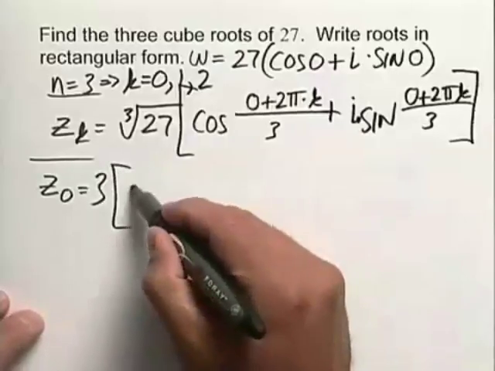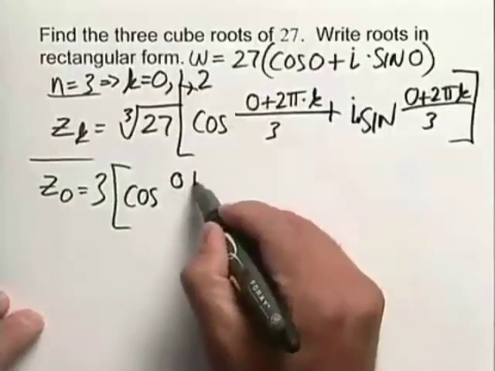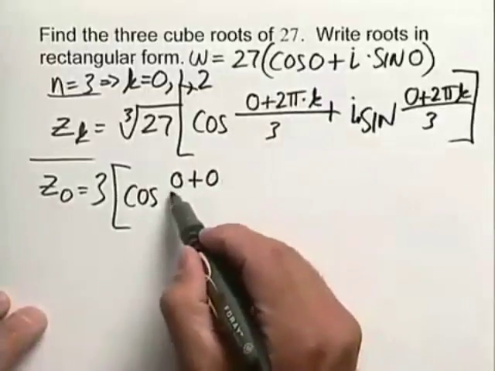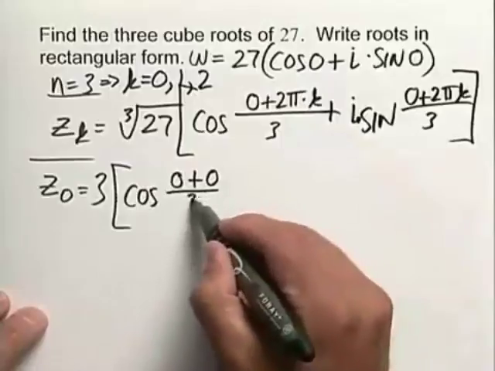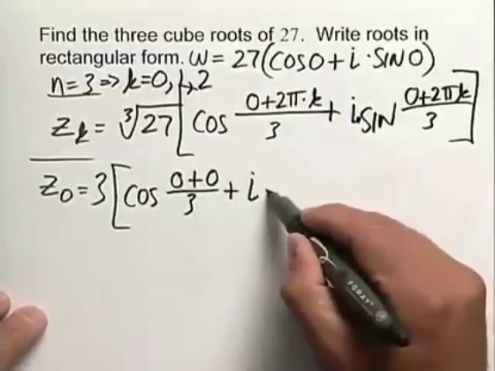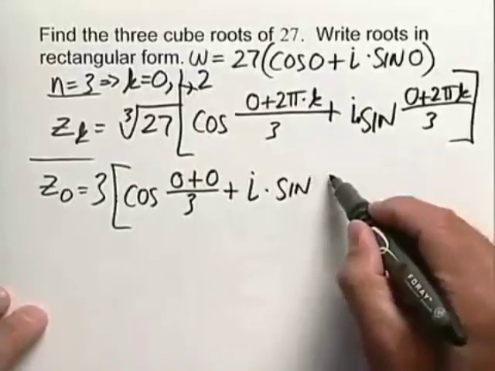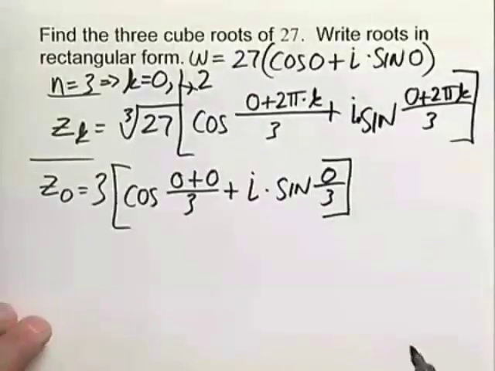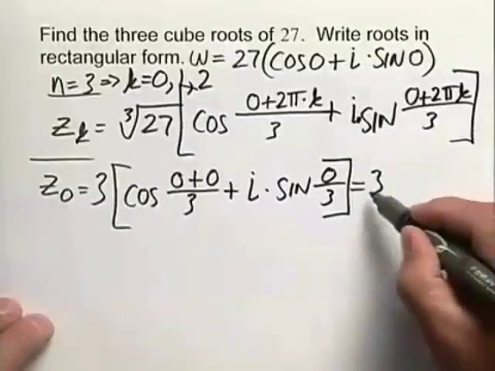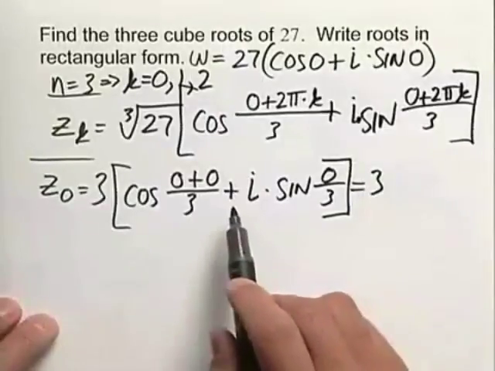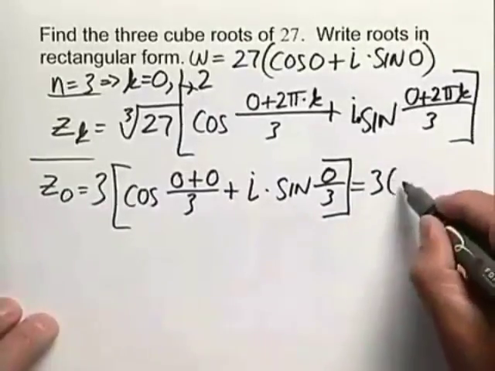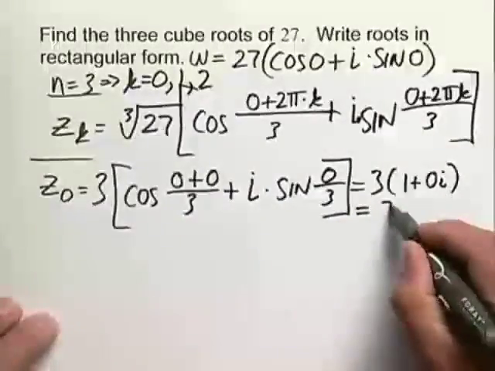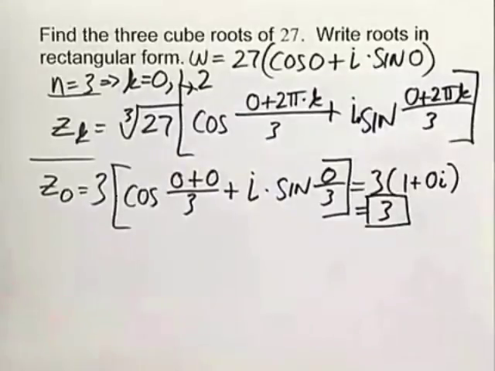That's going to be equal to the cosine of 0 radians plus 2 pi times k, which is also 0, all over 3, again because k is 0, plus i times the sine of that same value, 0 over 3, or simply 0. And from this we obtain the complex number 3 times (1 plus 0i), and so the cube root that we knew right off the bat, which was 3.